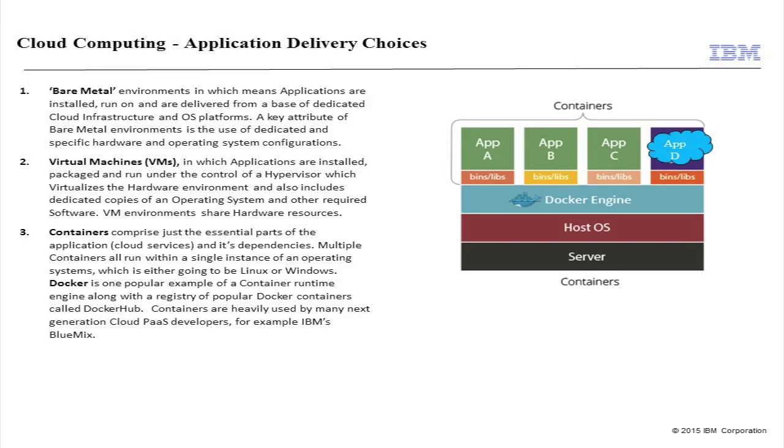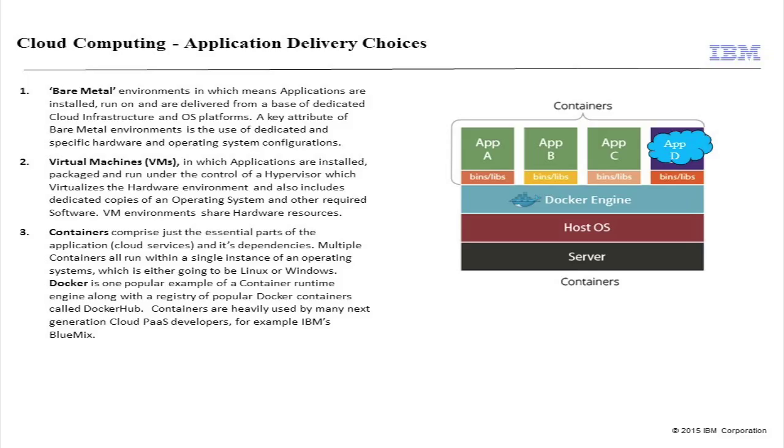Cloud computing has three main application delivery choices. Bare metal, which you're pretty familiar with probably, means that you take an isolated environment and deliver the application installed and run in a basic set of cloud environments where there's no virtualization or container technology applied. The second one you're probably familiar with is virtual machines, where you run individual applications under the control of a virtual machine such as PowerVM or VMware or Microsoft Hyper-V, and then you also run those applications under the control of an operating system.